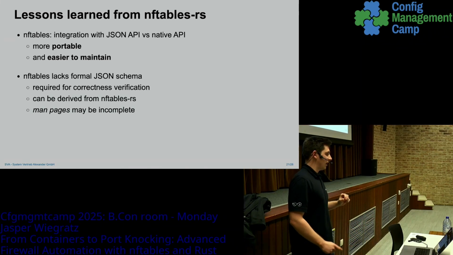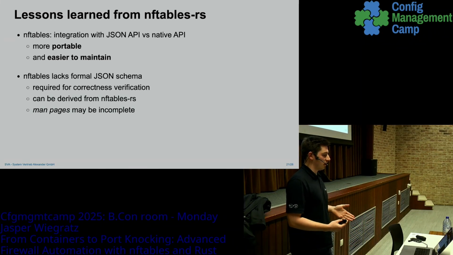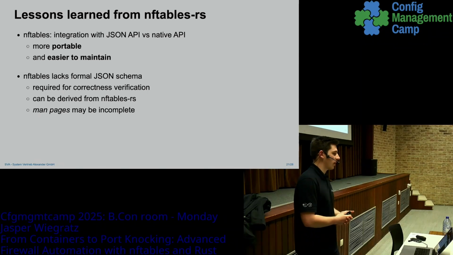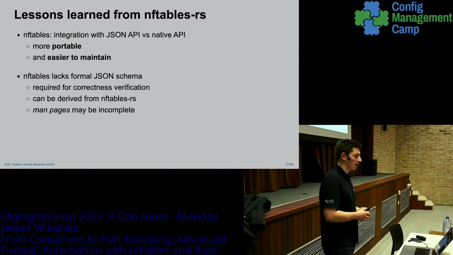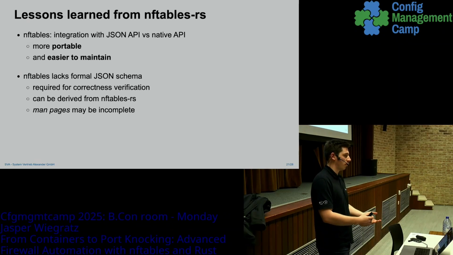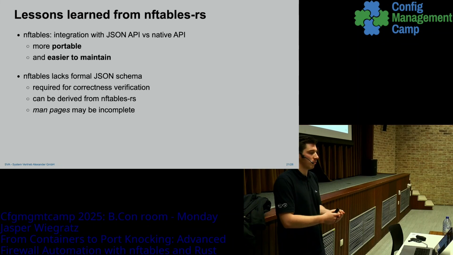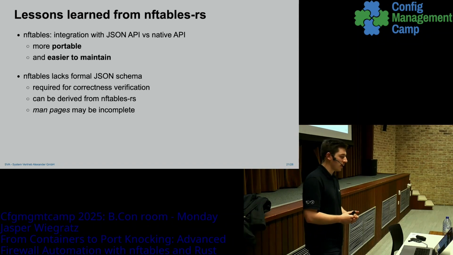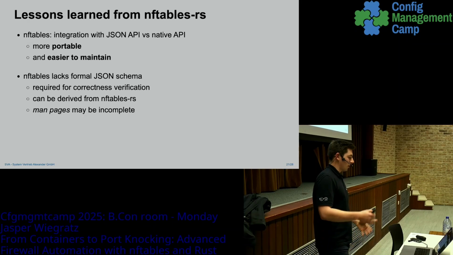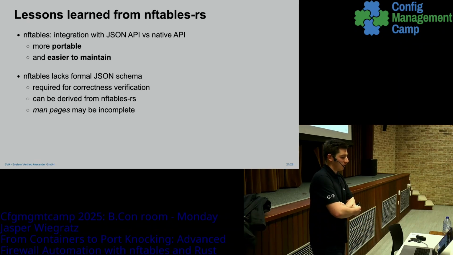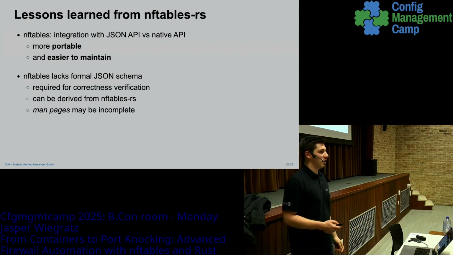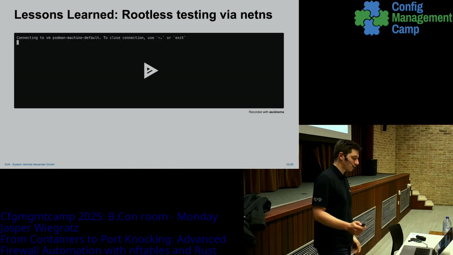That being said, there's still this JSON schema missing, and I think this needs to be worked on. It would be required to verify the correctness of any implementation that interacts with nftables. But I think from all the work that I put into nftables-rs, we can quite simply generate this JSON schema, maybe upstream it. And also I learned that man pages may be incomplete. This is probably true for all kinds of documentation, that they may be outdated.